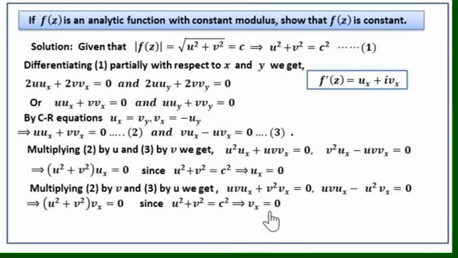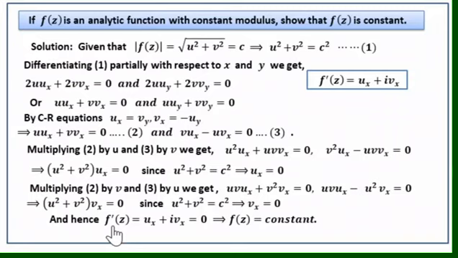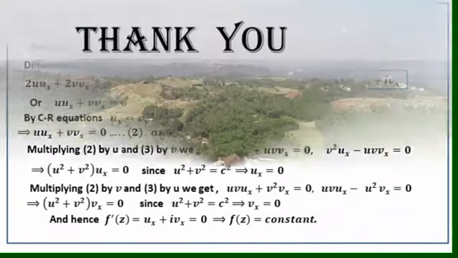Thus we have proved that ux is 0 and vx is 0, that is f dash of z equal to 0 plus 0i, so f dash of z is 0. Integrating both sides with respect to z, we get the integral of f dash of z dz equal to the integral of 0, and the integral of f dash of z is f of z, so f of z equals constant. This completes the solution of the problem. Thank you.